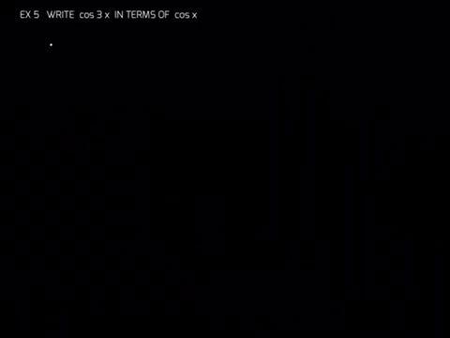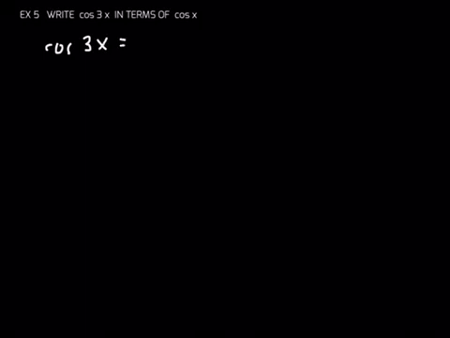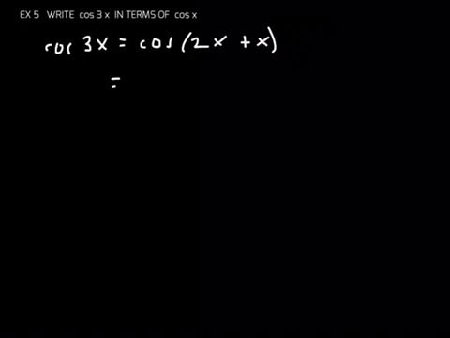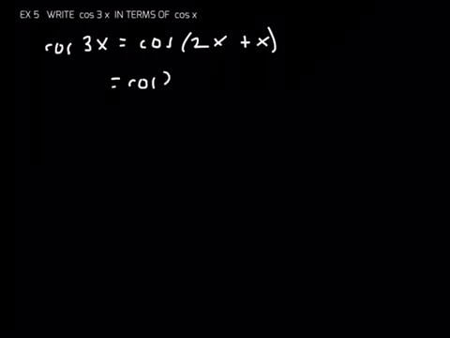All right, so cosine of 3x. What I suggest doing immediately is rewriting this as cosine of 2x plus x. I don't think anybody would challenge the fact that 2x plus x is equal to 3x. And now I would ask you to expand this using the sum identity for cosine. It would give you cosine of 2x times cosine of x minus sine of 2x sine of x.